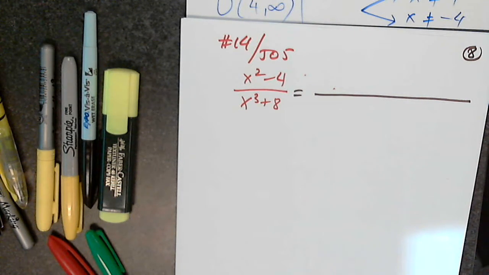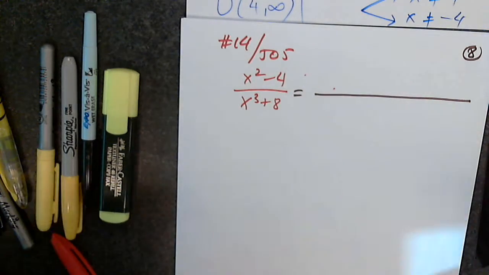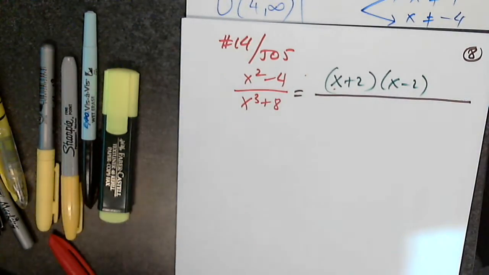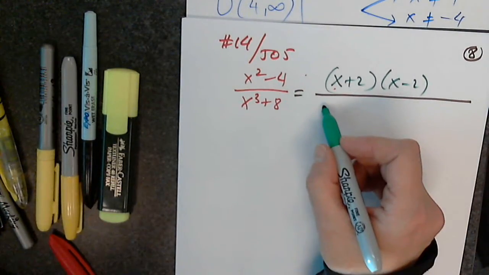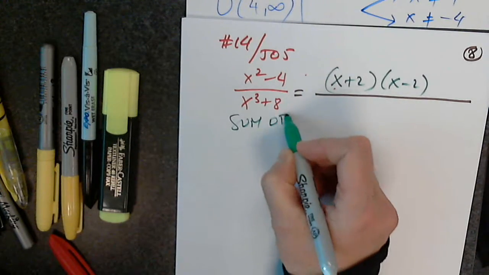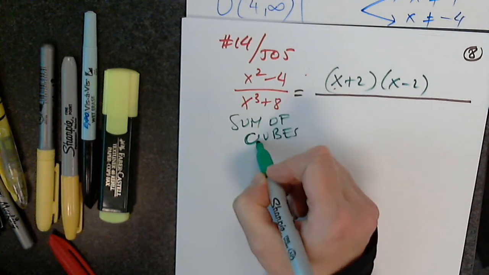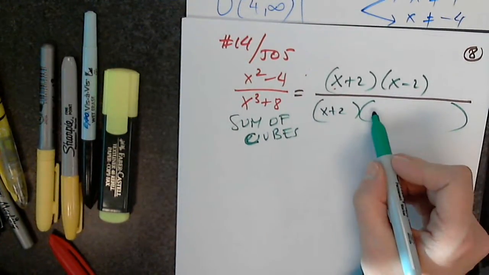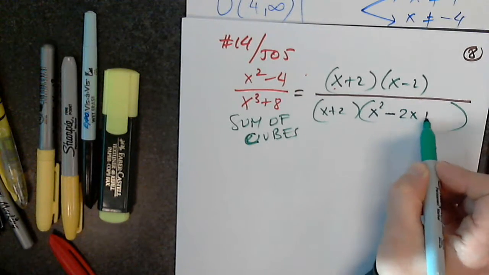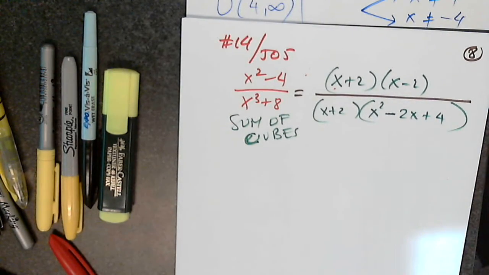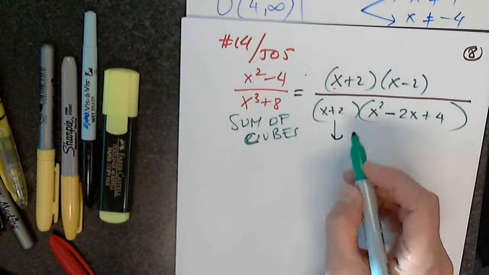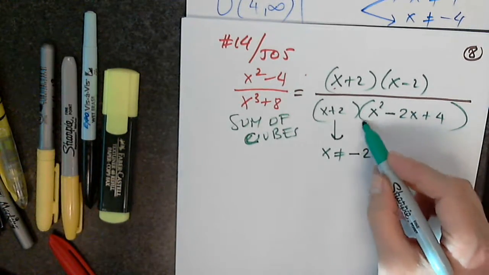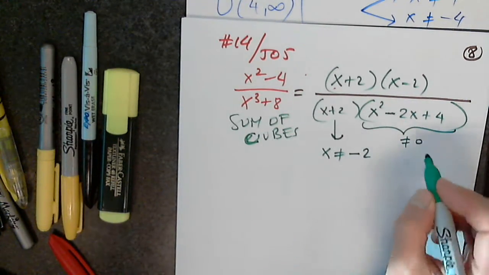Can anyone get us started on this? Yes? Excellent. Very good. Sum of cubes. Excellent. So now I have 2 restrictions. From here, I cannot have x equals, and from here, I have this cannot be 0.